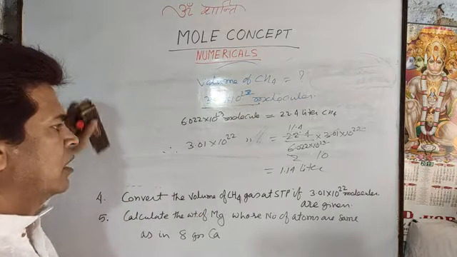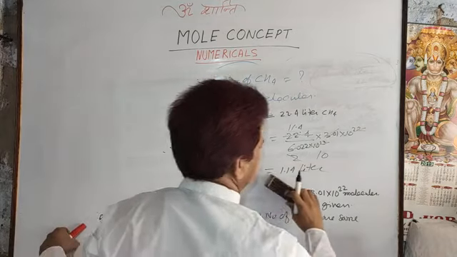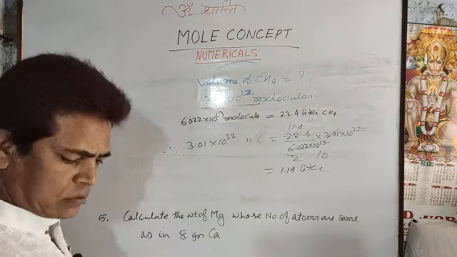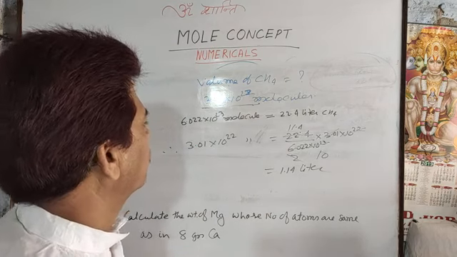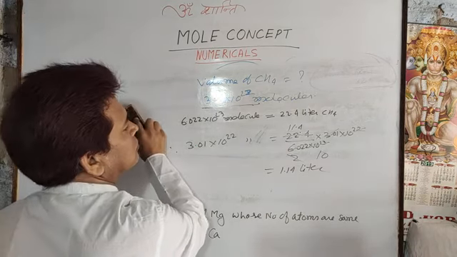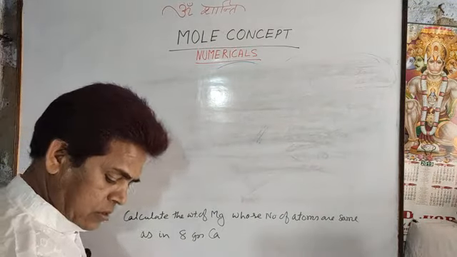Okay. So now the slightly twisted fifth one. I hope you have noted down. So it is clear. Now come to the last numerical.